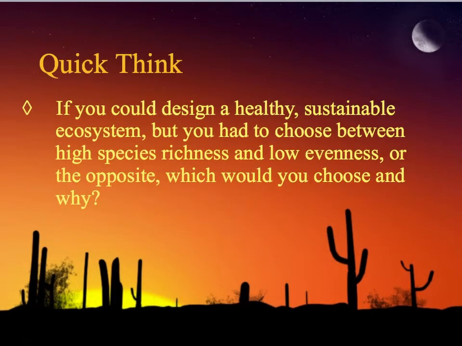Okay, so our last big idea was that biodiversity increases sustainability of an ecosystem. So the quick think for this is, if you could design a healthy, sustainable ecosystem, but you had to choose between high species richness, meaning the number of different species, and low evenness, meaning there were fewer species, or the opposite, where you have low species richness but high evenness, which would you choose and why?